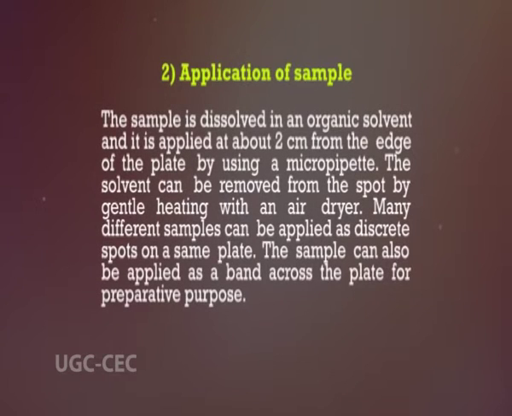Second is application of the sample. The sample is dissolved in an organic solvent and it is applied at about 2 cm from the edge of the plate by using a micropipette. The solvent can be removed from the spot by gentle heating with an air dryer. Many different samples can be applied as discrete spots in the same plate. The sample can be applied as a band across the plate for preparatory purposes.